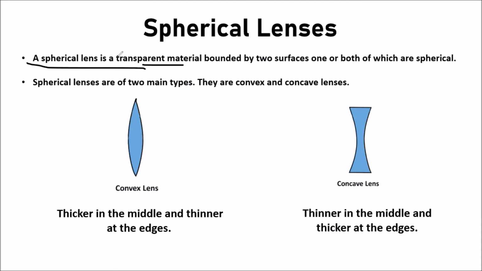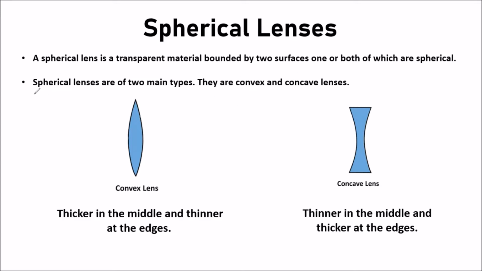So basically, when we are talking about spherical lenses, the lenses are made out of transparent material. Now this is very important. Why are we saying transparent material? Because lenses allow light to pass through, whereas mirrors were opaque. So a spherical lens is a transparent material bounded by two surfaces, one or both of which are spherical. Now it's not necessary that both these surfaces should be spherical, but in our discussion of convex and concave lenses, we'll be discussing spherical lenses made of two spheres.